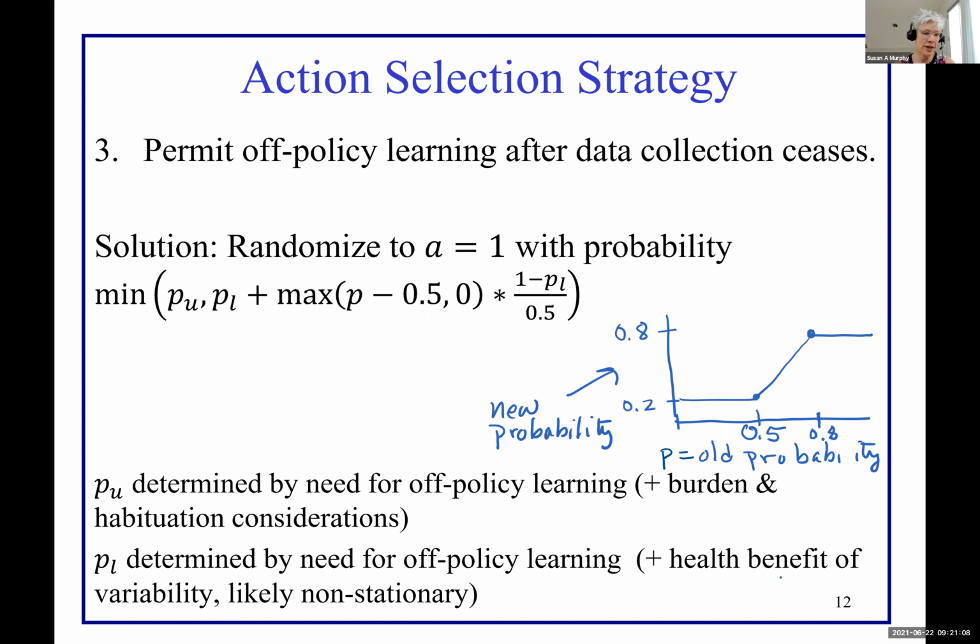In HeartSteps, the upper bound was 0.8 and the lower bound was 0.2. You want to be able to do off-policy learning, so that facilitates that; the probabilities are not too close to 0. But from a scientific perspective, these are determined using considerations of habituation and burden. We had a discussion with the domain scientists, and they tell us, well, only 20% of the time do I want this suggestion to be sent if at this time there's no evidence that the suggestion is effective.